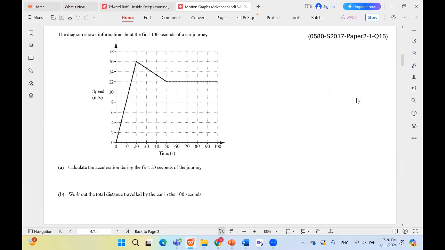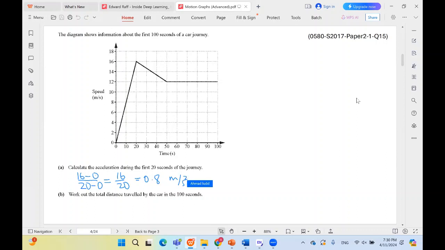So acceleration here is the slope. We have 0, 0, and 20, 16. So it will just be 16 minus 0 over 20 minus 0, y2 minus y1 over x2 minus x1. And we get 16 over 20. And this is equal to 0.8 meters per second squared.